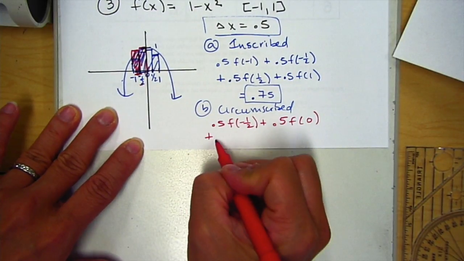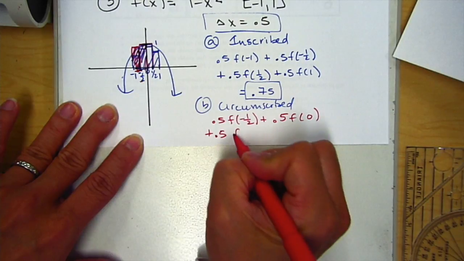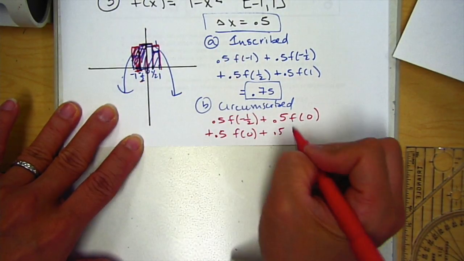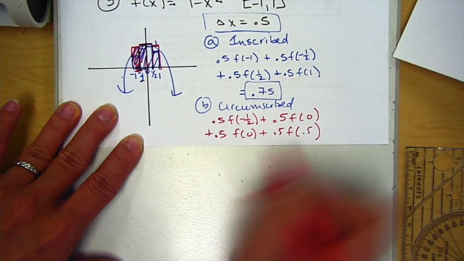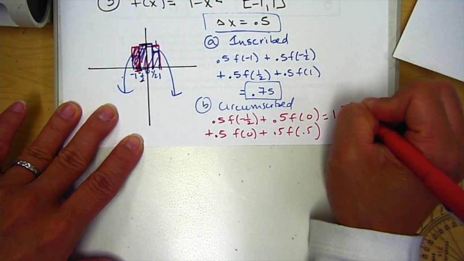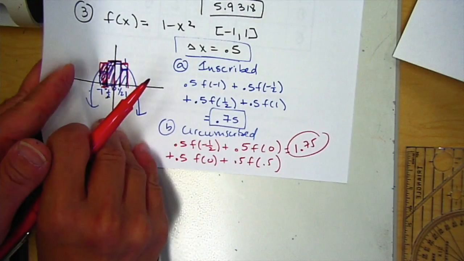Next rectangle, width is still 0.5. This time I'm going to hit it at 0. Last rectangle, I'm going to hit it at 0.5. So these are my 4 rectangles, and if you punch this out, your circumscribed area, or your upper sum in this case, would be 1.75.